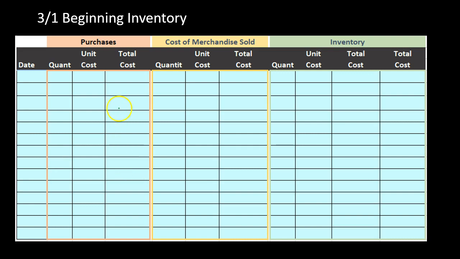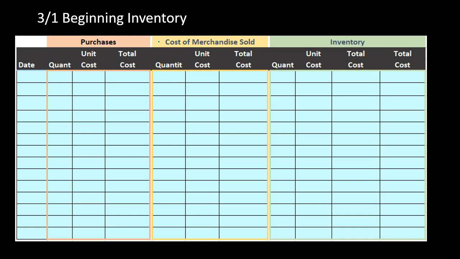So the format of the worksheet is going to be three columns or three separate sections: purchases, cost of merchandise sold, and inventory. When considering the periodic system as opposed to the perpetual system, we don't really need this middle section until the end, until we finally do the final calculation, which is where most problems will probably be focused because that's where the adjustment will happen.